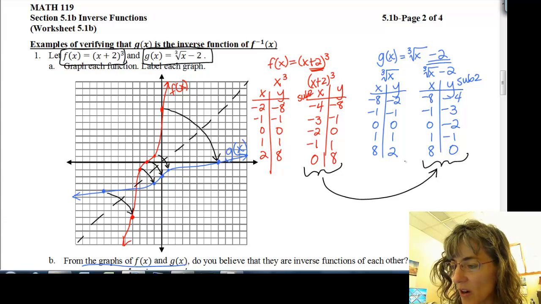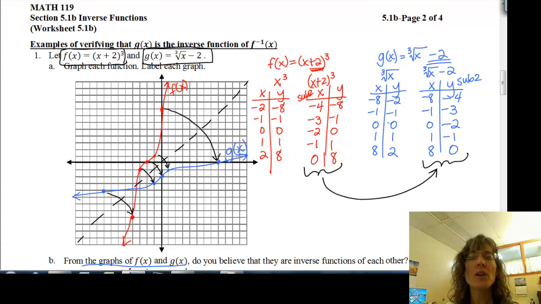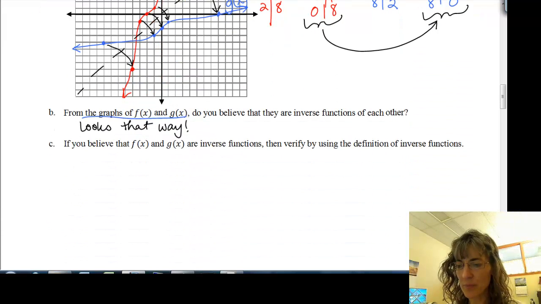And it looks like they are, because here I have 0, 8, 8, 0. Here I have negative 1, 1, 1, negative 1. So they are exactly opposites. 0, negative 2, negative 2, 0. So I really expect that these two are inverses.